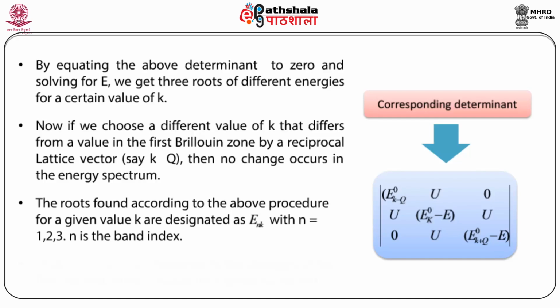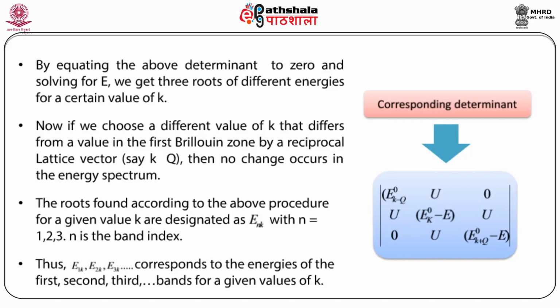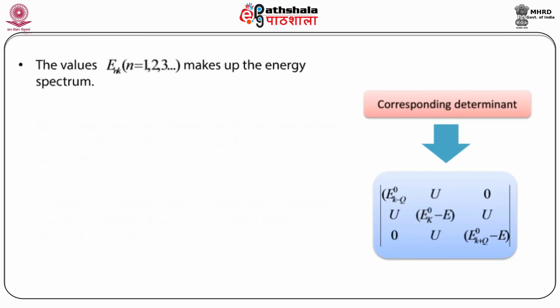The roots found according to the above procedure for a given value k are designated as E_n(k), with n equal to 1, 2, 3. n is the band index. Thus, if E_1(k), E_2(k), E_3(k) and others correspond to the energies of the first, second, third and so on bands for a given value of k, the values E_n(k) make up the energy spectrum.